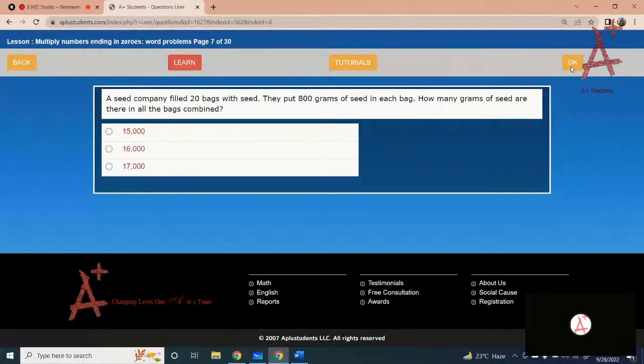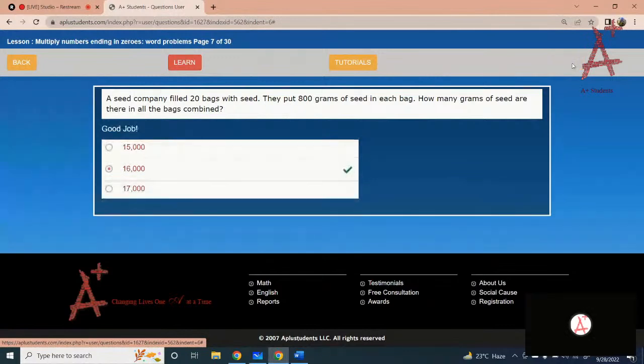So you have to do 800 times 20. Got it? And we just multiply the digits. So 8 times 2 is 16, and collectively we have three zeros, so it makes 16,000. Got it? Select the correct option and click on the OK button.